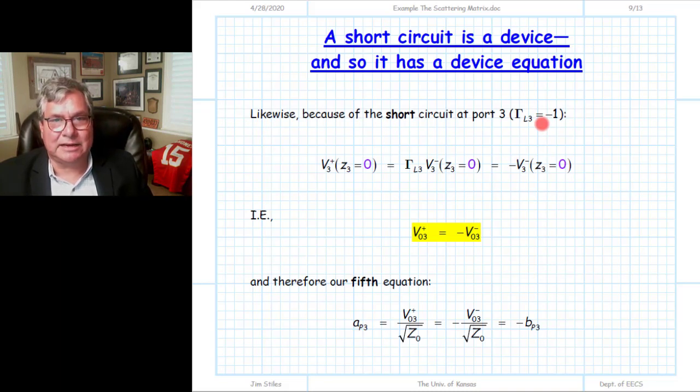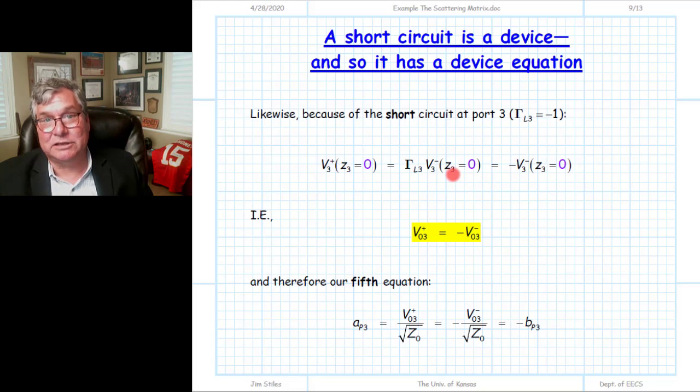Just like in the last case with the match load, we see with respect to the load, the wave incident on that load, incident on that short circuit, is the wave that is scattered from the port. In other words, it is the minus wave. And the wave that's reflected from the short circuit is the wave now that propagates back toward the port plane, and therefore it is the plus wave. And so this is the math that we have relating to the minus wave voltage at the short circuit.